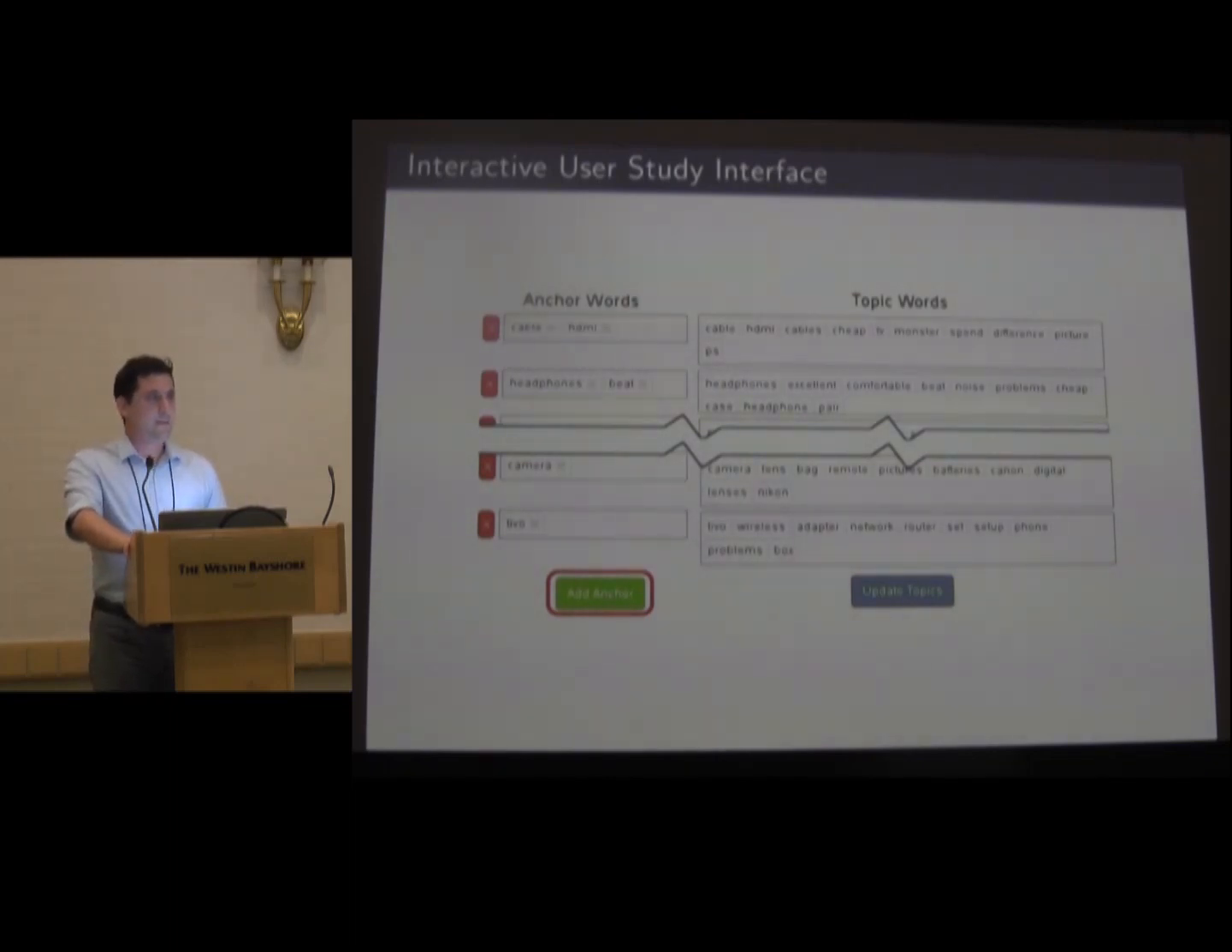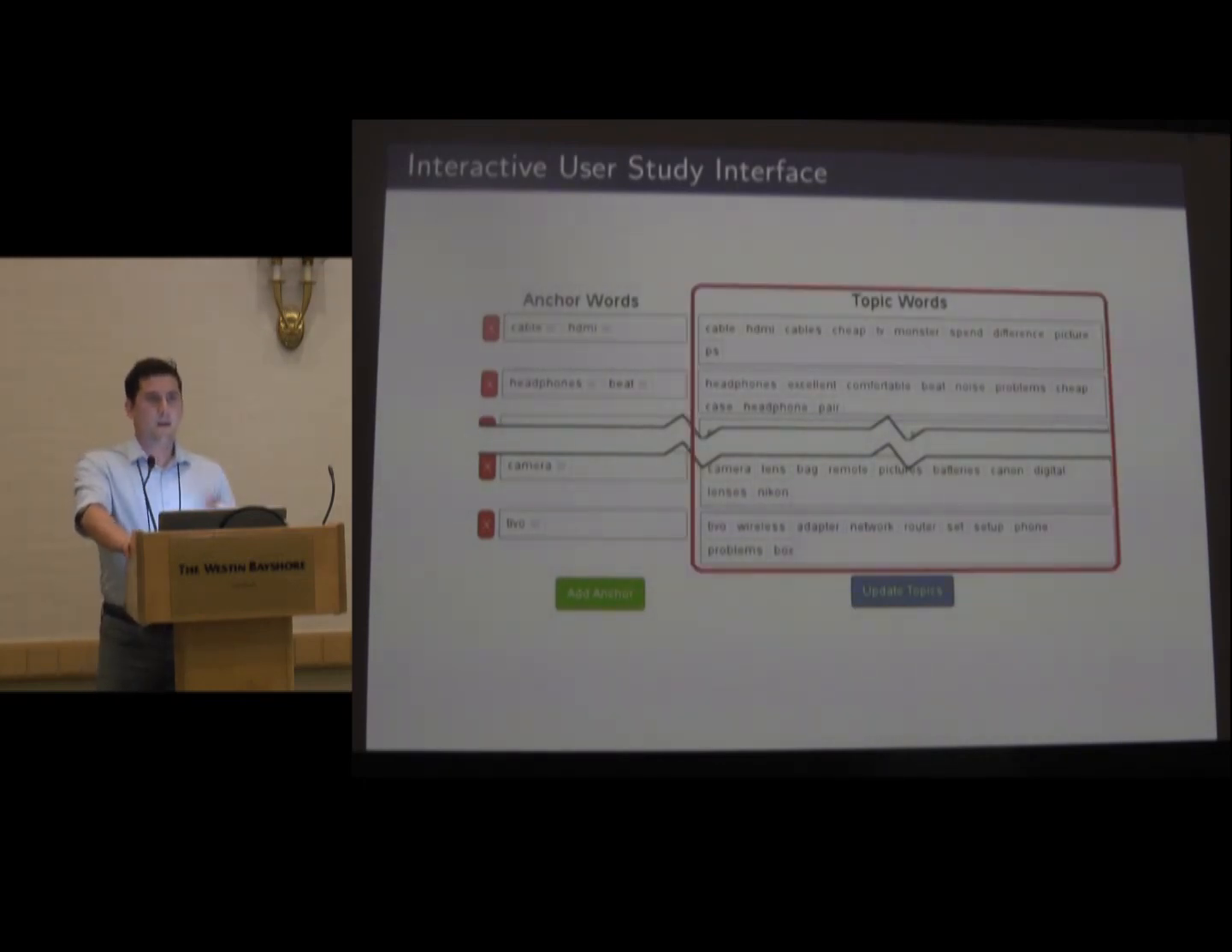This is a significant advantage over Hu et al.'s ITM, which has a fixed number of topics. We found that users would vary quite a bit in how many topics they felt the data needed. Once they've made some edits, they can click Update Topics, and a second or two later, the updated topic words are displayed.